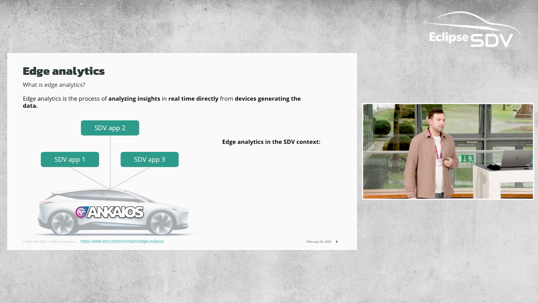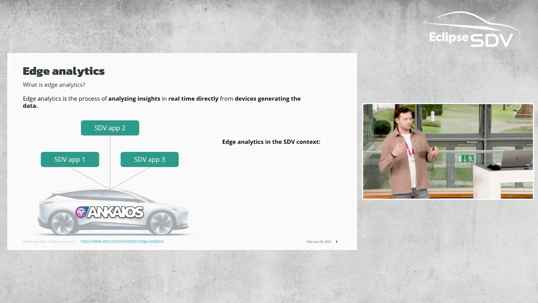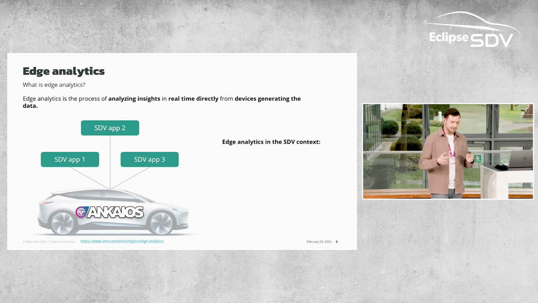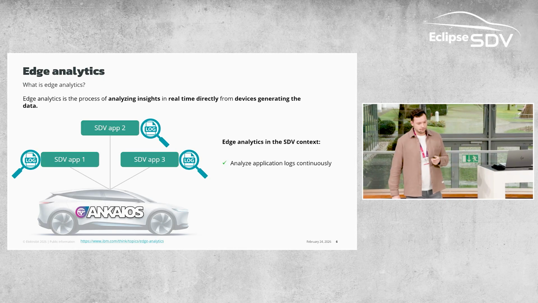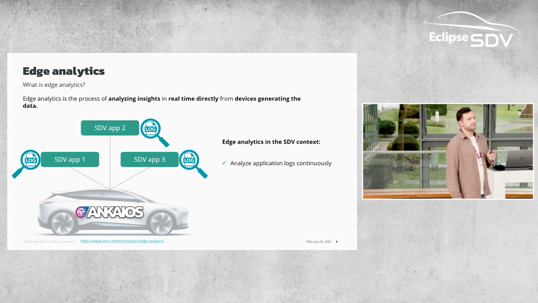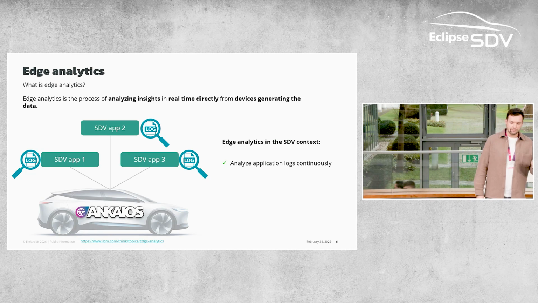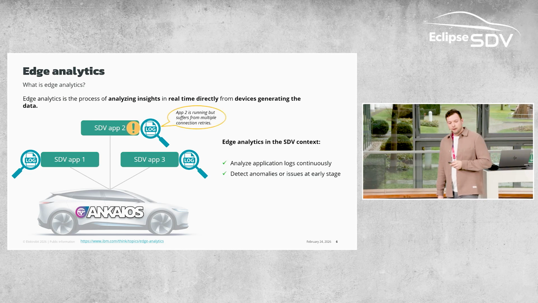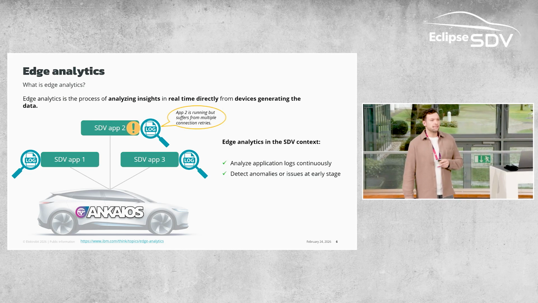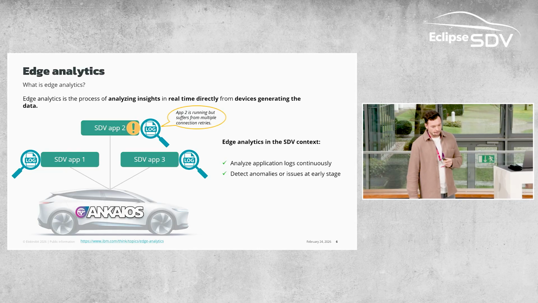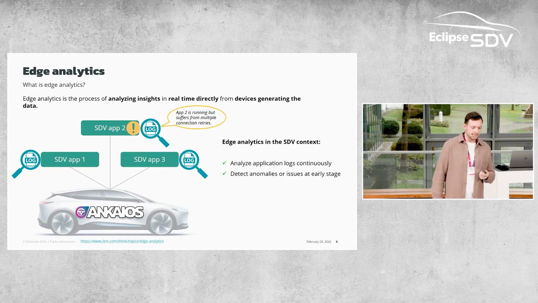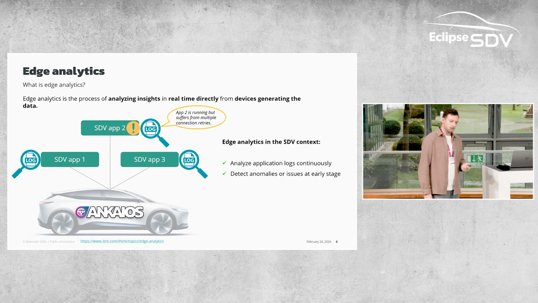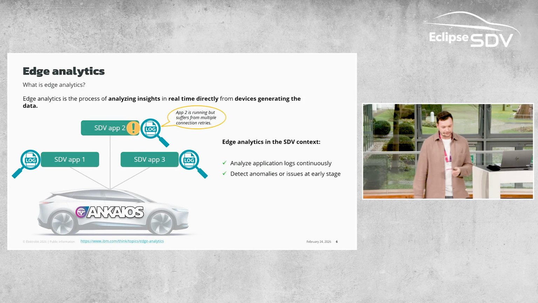And let's put it into the SDV context. So you have a generic orchestrator orchestrating different kinds of deployments and applications connected to each other, very generic. What we want to do is analyze the application logs continuously on the fly while they are running. We also want to detect anomalies or issues at an early stage. For example, here, app 2 might be suffering from multiple connection retries, which has a huge impact on the whole deployment. And your deployment will be broken, but you don't know because you normally don't have these insights.